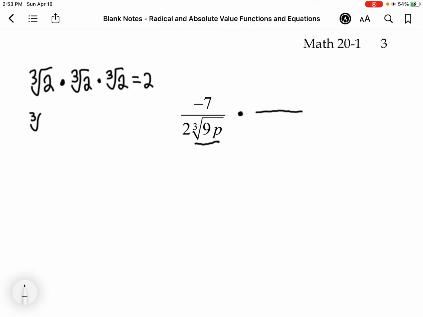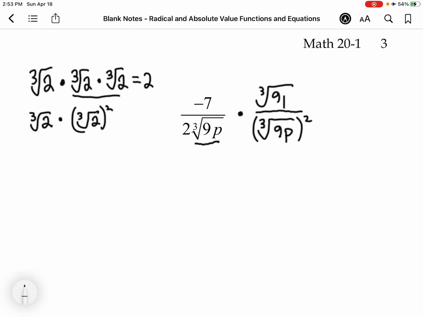Now, I could also think of that as the cube root of 2 times this guy squared, right? That's the same thing. So that's what I'm going to do here. And that should do the trick. Okay, now I have 1, 2, 3 of these guys, and all together, when I multiply all 3 of them together, I'm going to end up with 9p. Okay, so let's see what that gets us.